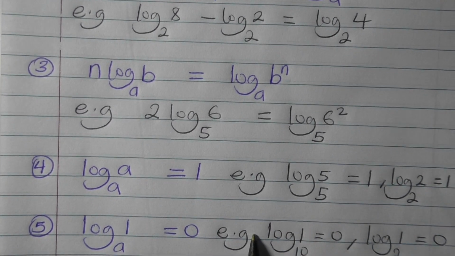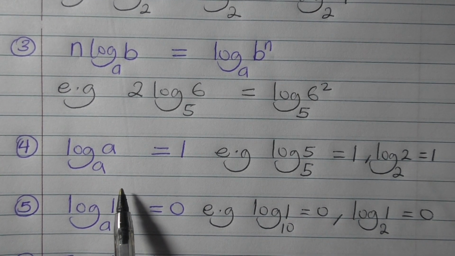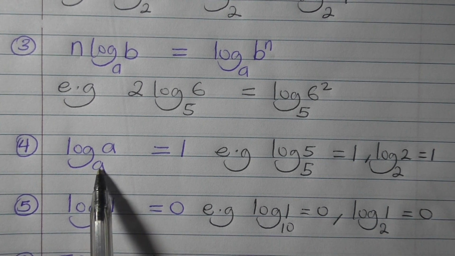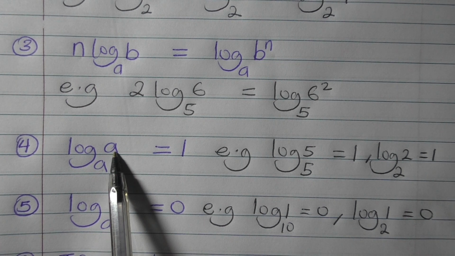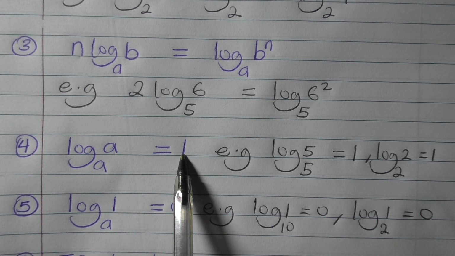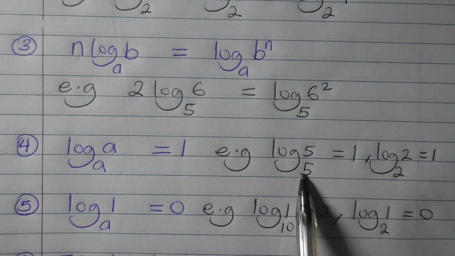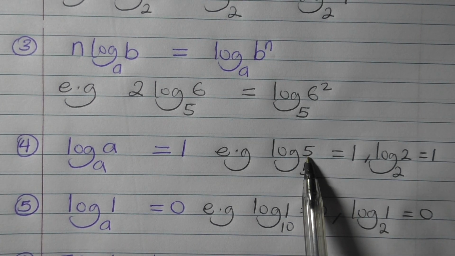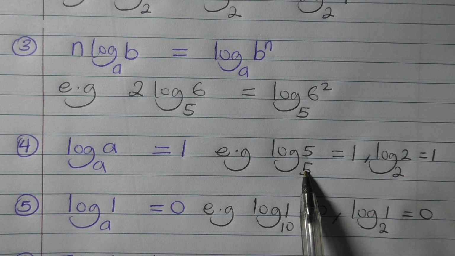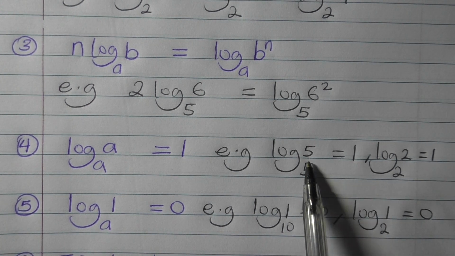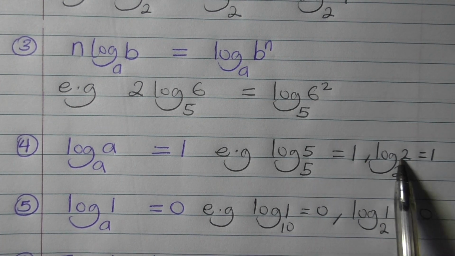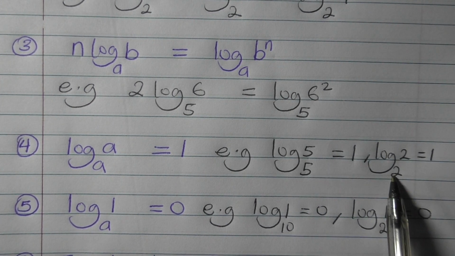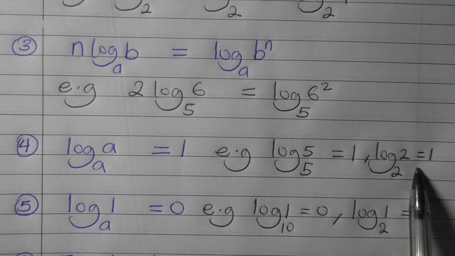We continue to law number 4. Law number 4 says that if at all the base is the same as the power, then that logarithm equals 1. For instance, if I have log 5 power 5, since the base is the same as the power, then that logarithm equals 1. The same applies to log 2 power 2. As long as the power and the base are the same, that logarithm is always equal to 1.